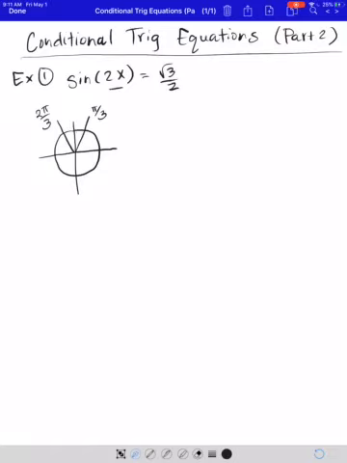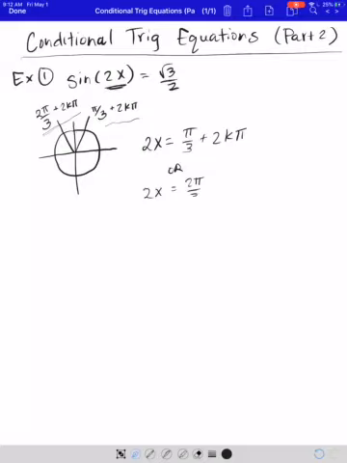And so we want to describe all of these angles, and we want to make sure we get the coterminal angles as well. So I'm just going to add 2k pi to each of them. But now notice our input, since it's a 2x, what we're saying is that 2x is equal to, say, this first guy, pi over 3 plus 2k pi. Or we could also have that 2x is equal to our other location, 2 pi over 3 plus 2k pi.